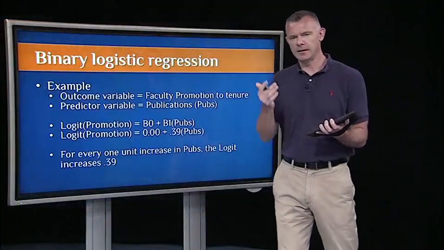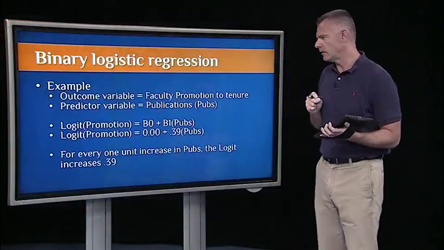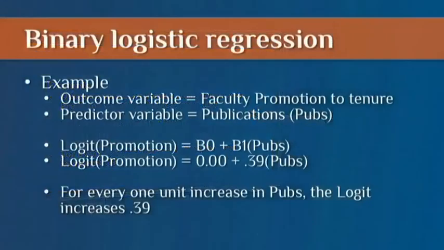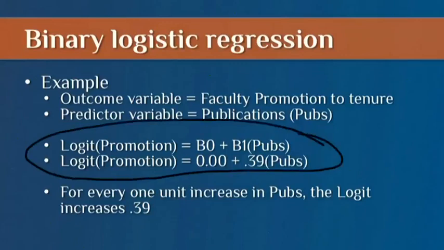So let's consider an example just to make this more concrete. If the outcome variable in a binary logistic regression is a faculty member being promoted to tenure, and the predictor variable is how many publications that faculty member has, let's say we got the following output from a regression analysis. Again, let's assume it's standardized just to make that easier. And the regression coefficient is 0.39.